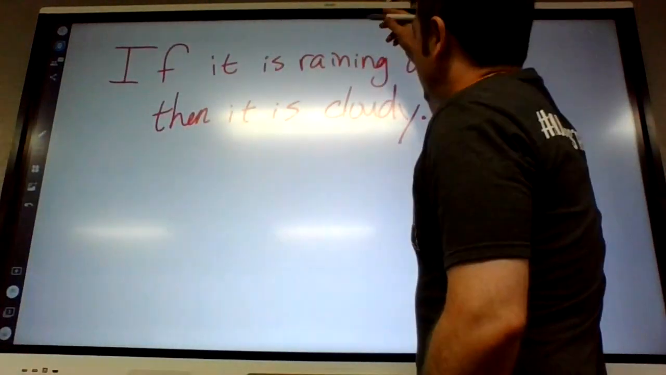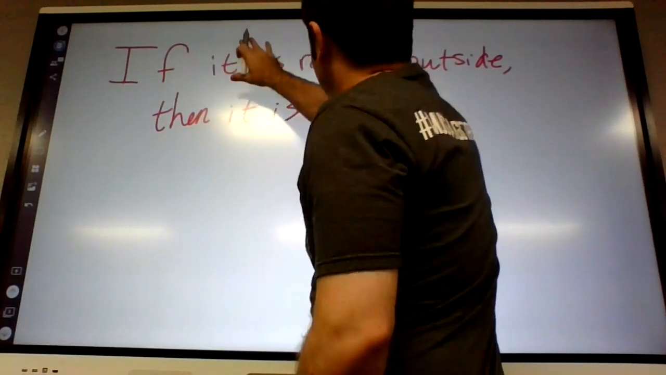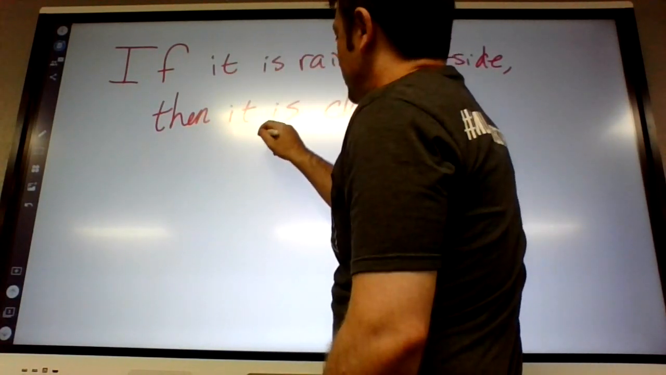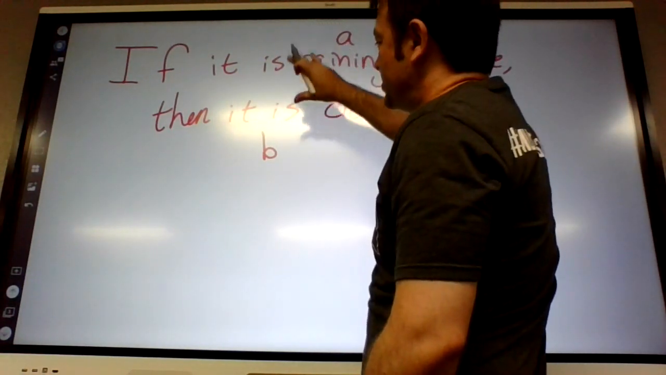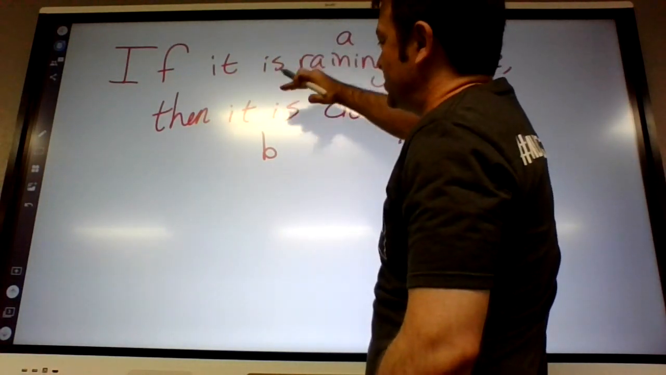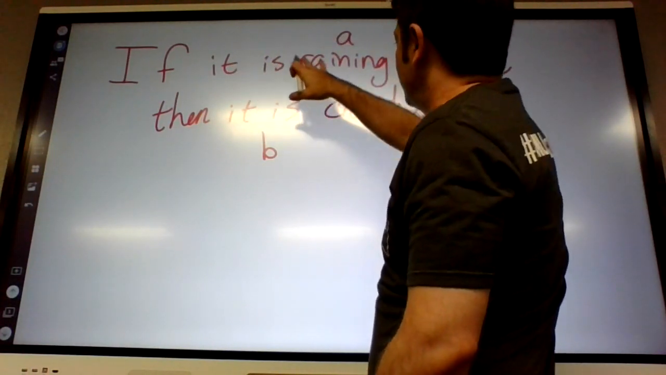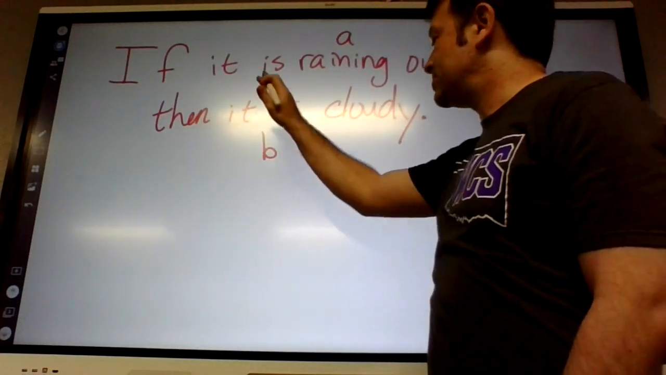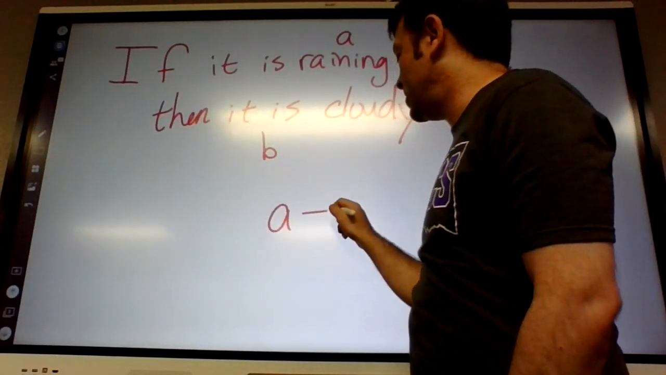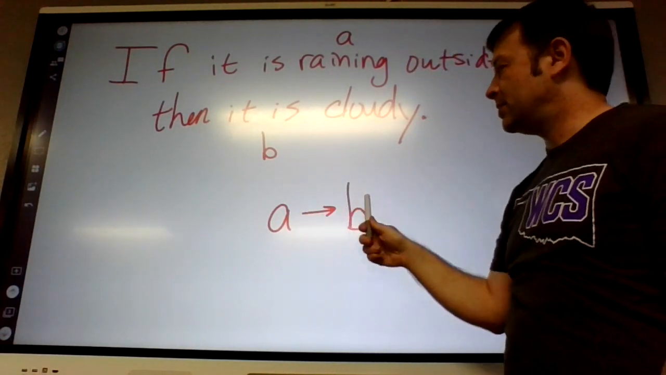The way they kind of do the symbols today, this part of the statement is like an A, this part's a B. It's really kind of two statements combined, but this statement is conditional upon whether this statement is true. So it is raining, that's our A. It is cloudy, that's our B. So to say it with symbols, it would be A, arrow, B. This means if A, then B.